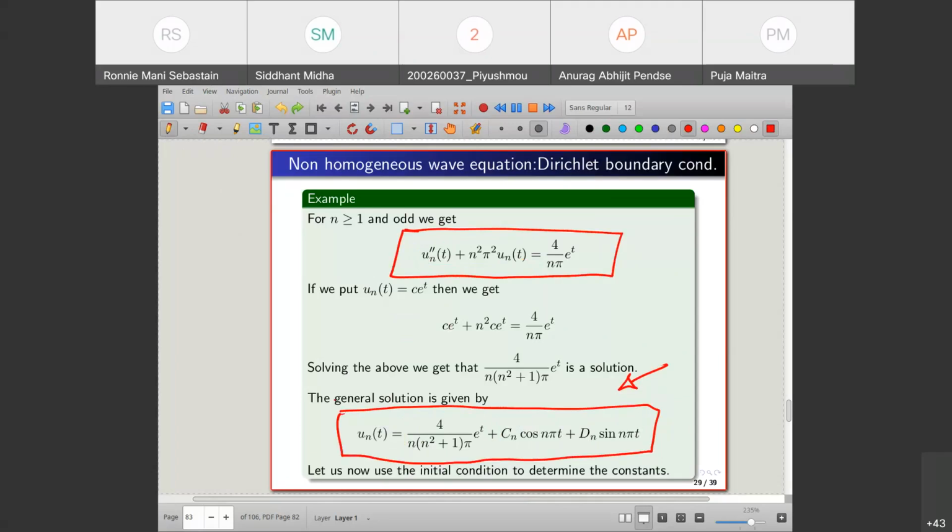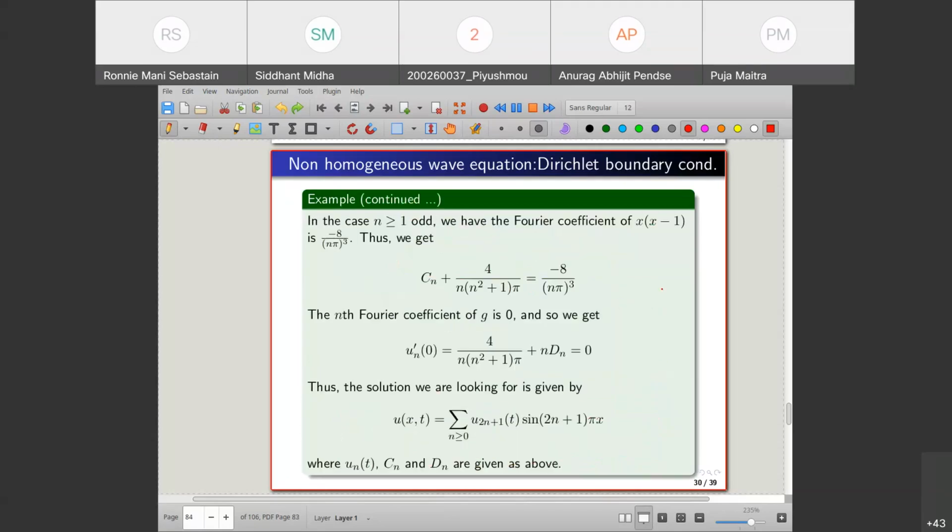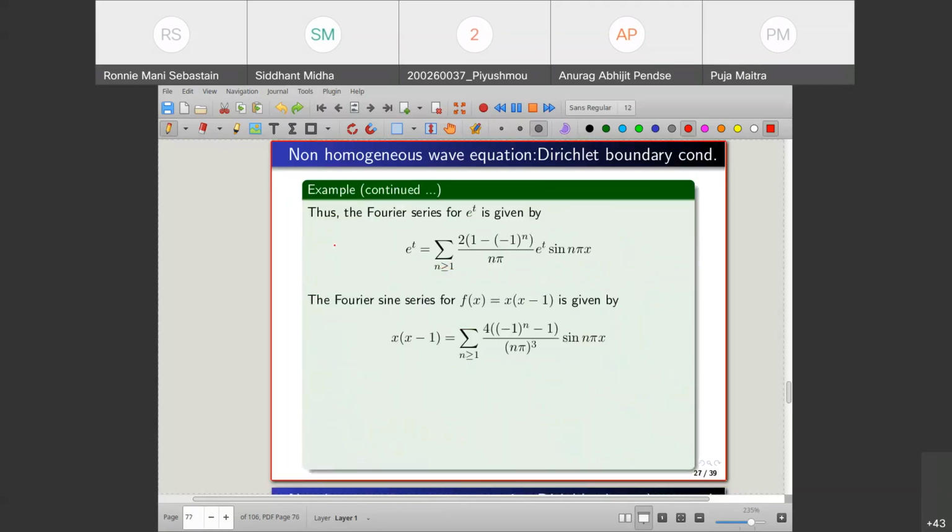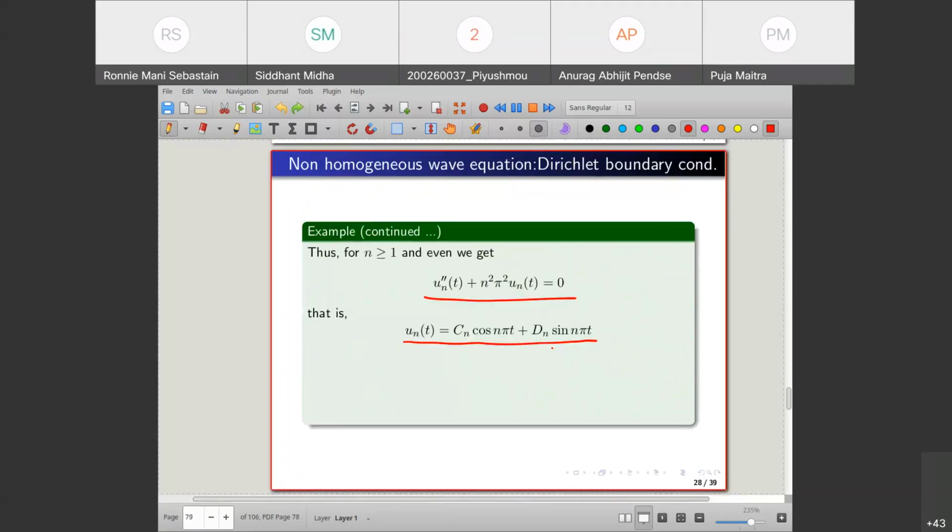Now we have to use the initial conditions to determine the constants Cn and Tn. So let's do that. Once again, we are going to use un(0) and un'(0). In the case n greater than or equal to 1 and odd, the Fourier coefficient of x times (x minus 1) is minus 8 over n cubed pi cubed. Let's just go back once again. Yes, n is odd over here, so that's right.